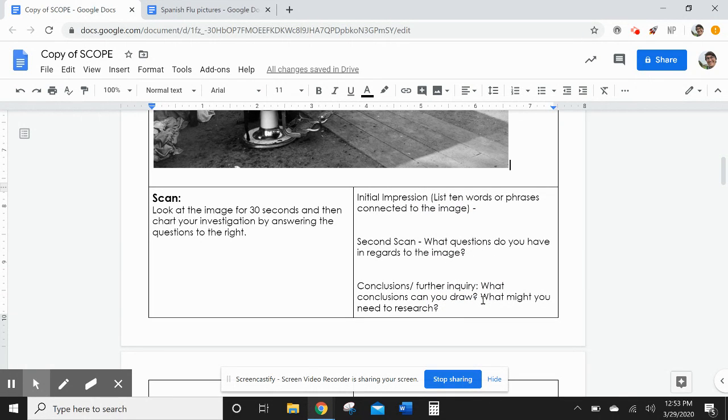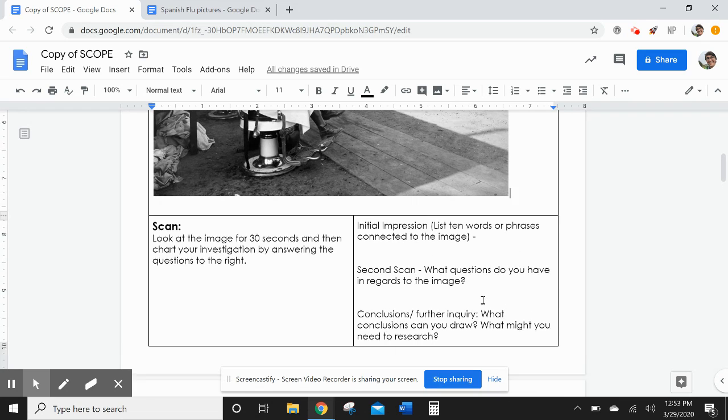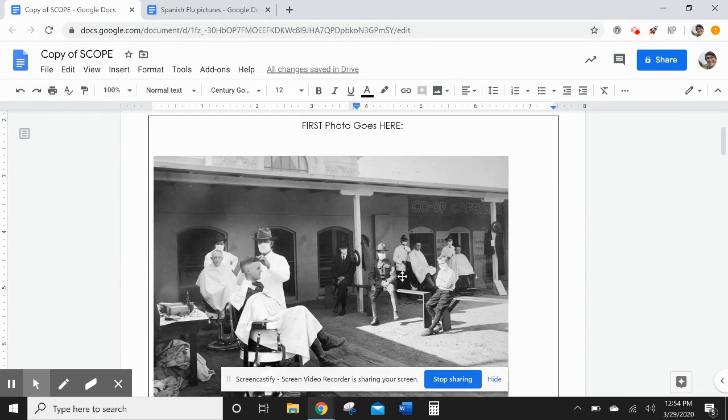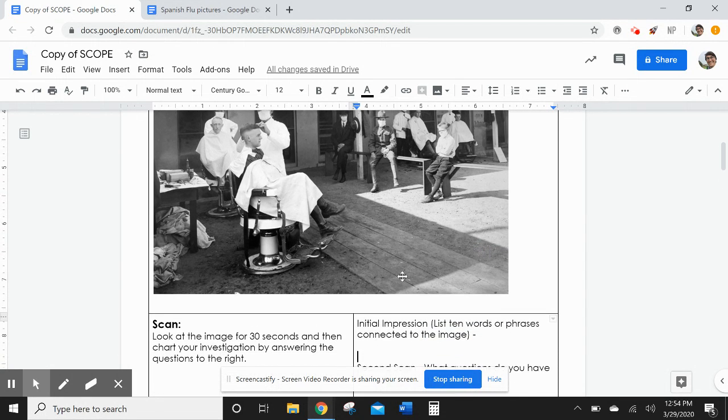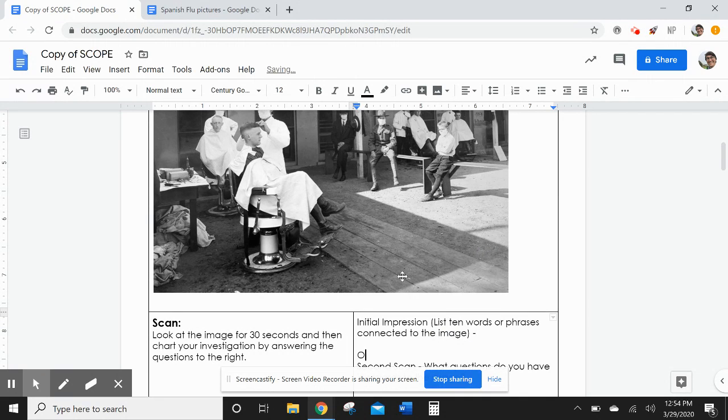So the first part of scope is just looking at the image and giving your first initial impressions. So for 30 seconds, just think of 10 words or phrases that you can connect to the image and type those here. So if I'm looking at this, I might put something along the lines of outdoor, cuts, dusty, things like that.